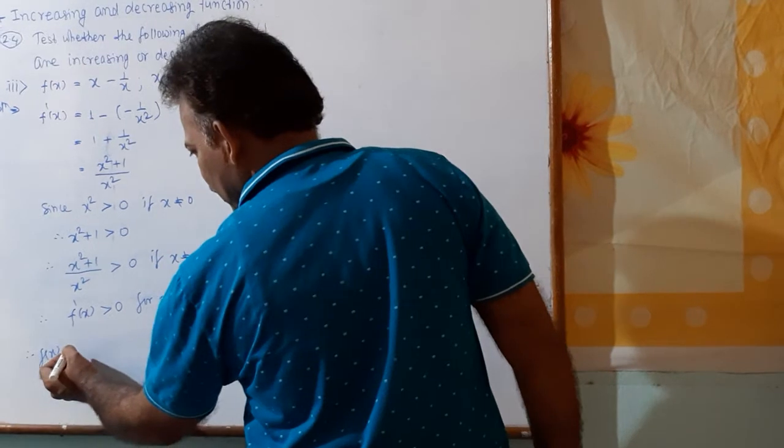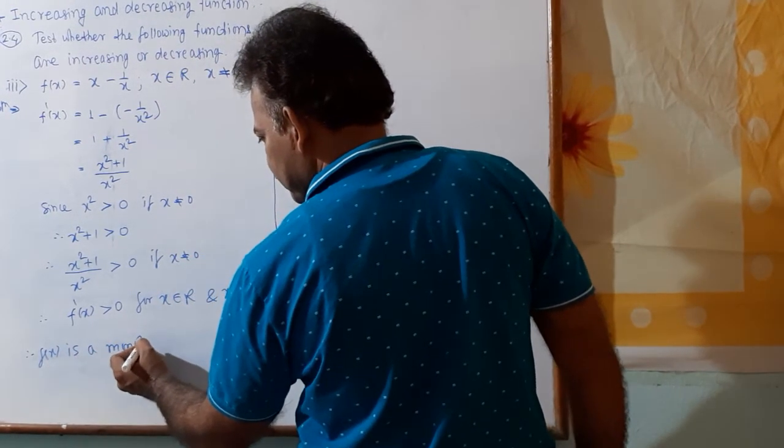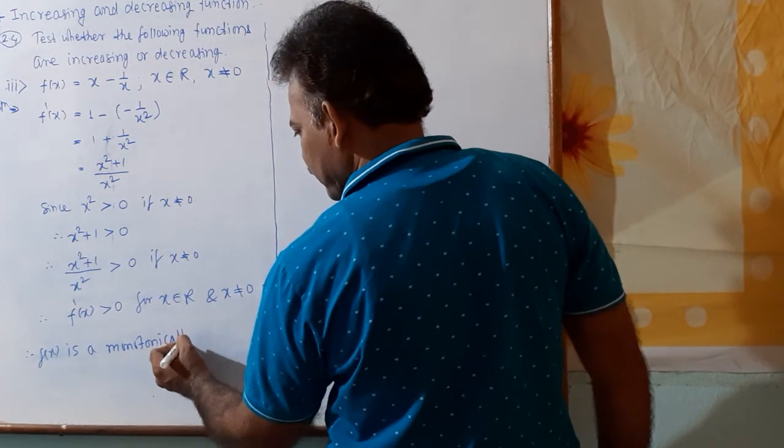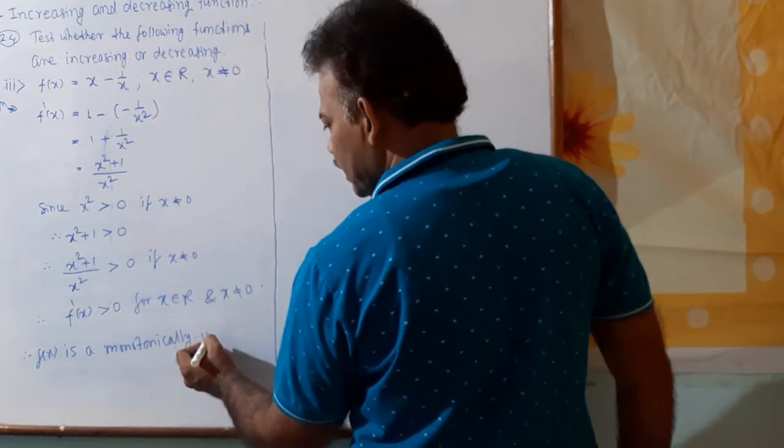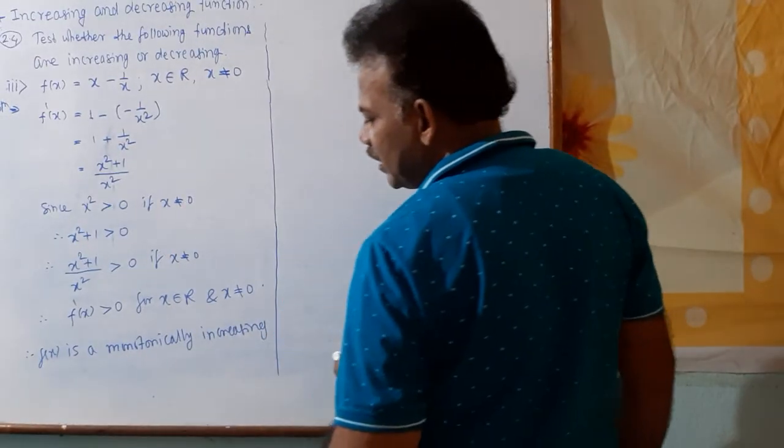And this shows, see that the sign is strictly greater than. So we can say f of x is a monotonically increasing function, or you can say a strictly increasing function.